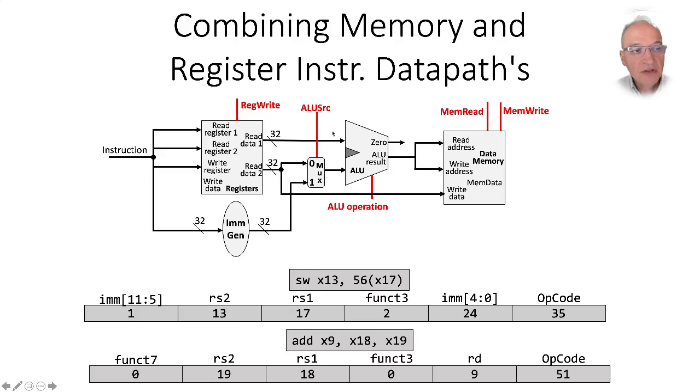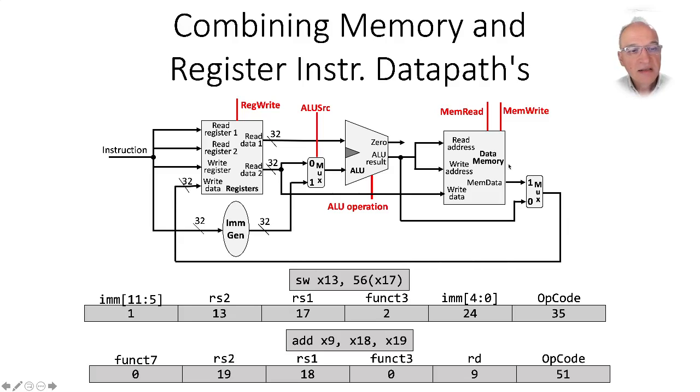So this is how I use this MUX to select the second input to the arithmetic and logic unit. That could be the value that comes from a register or the immediate value, depending on the opcode of the instruction. I use the decoder to make that decision.